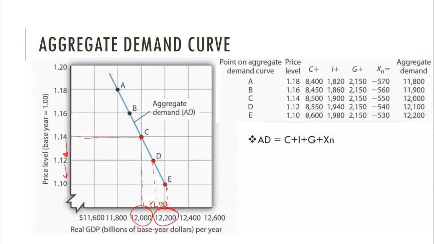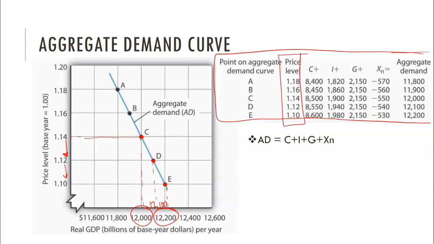We can have a table. So here up on the right-hand side, we have a table showing point A, B, C, D, and E. We've got the price level. And we have the total aggregate demand here, all the way on the right. And so the points that we're plotting are the price level and the total aggregate demand.